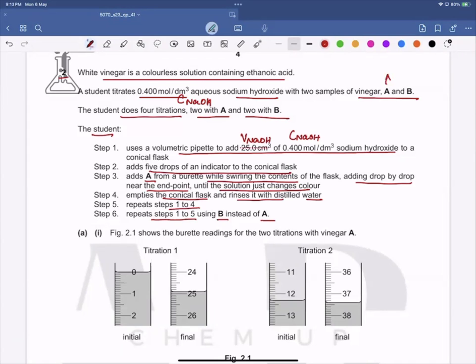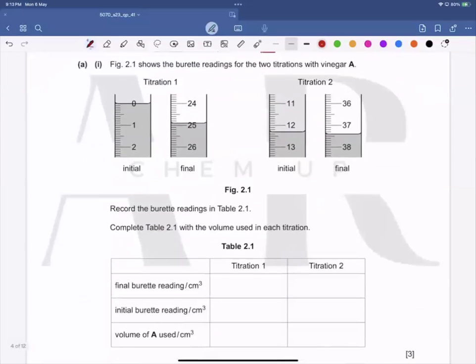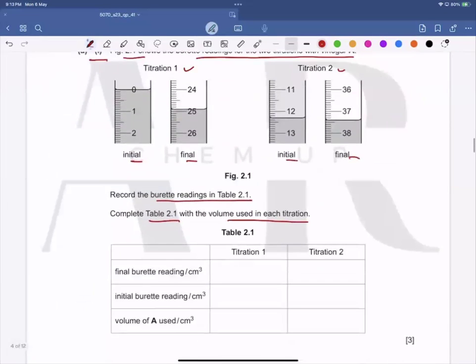If you recall, what is vinegar? Vinegar is a solution of ethanoic acid, so it contains ethanoic acid. These are very easy and scoring marks. Figure 2.1 shows the burette readings for the 2 titrations with vinegar A, initial and final for titration 1 and titration 2. Record the burette readings in table 2.1 and complete table 2.1 with the volume used in each titration. The initial burette reading of titration 1 is 0.0; you have to put the answer into 1 decimal place.